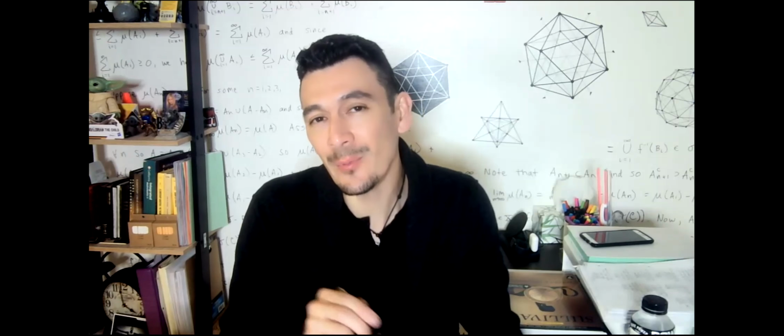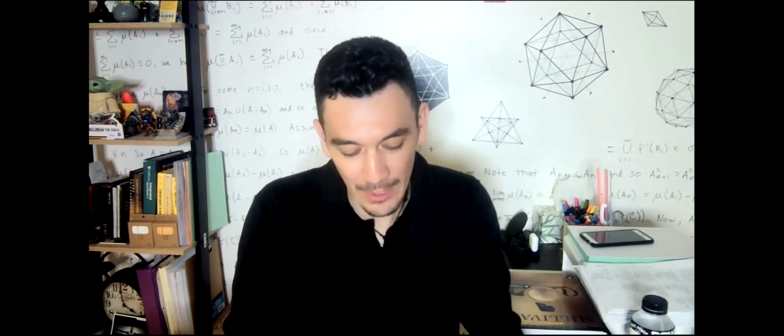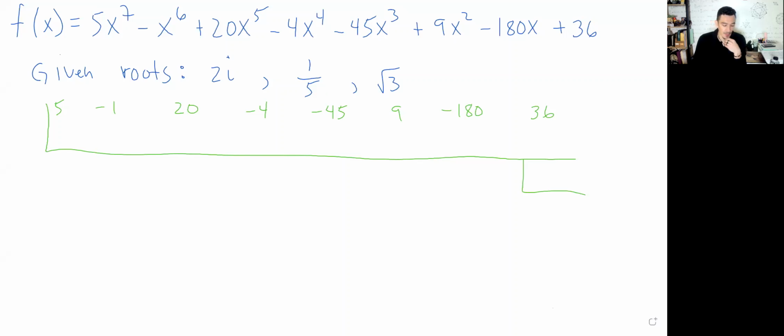Okay, so let's try one more problem here. So let me share my whiteboard. And let's suppose that here we're given this polynomial of degree 7. And because the degree is 7, we know that there will be 7 roots.